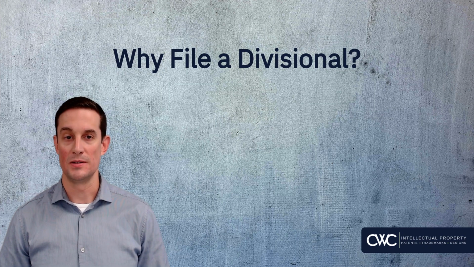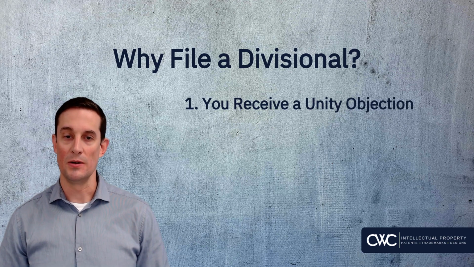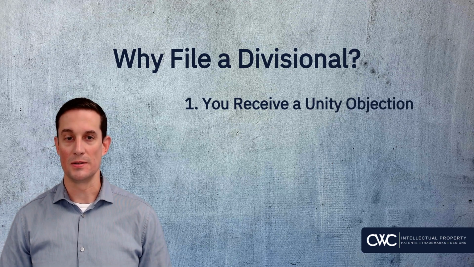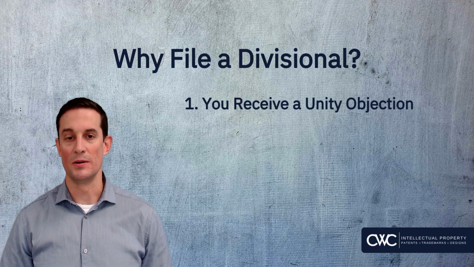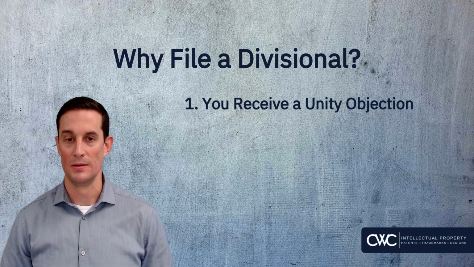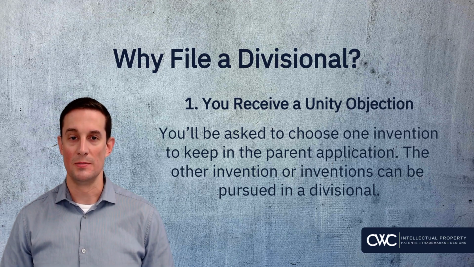There are two main reasons. The first reason is because the Patent Office tells you to. If the examiner at the Canadian Intellectual Property Office, CIPO for short, reviews your application and finds that your claims cover more than one invention, they'll issue a unity of invention objection. You'll be asked to choose one invention to keep in the parent application. The other invention or inventions can be pursued in a divisional.